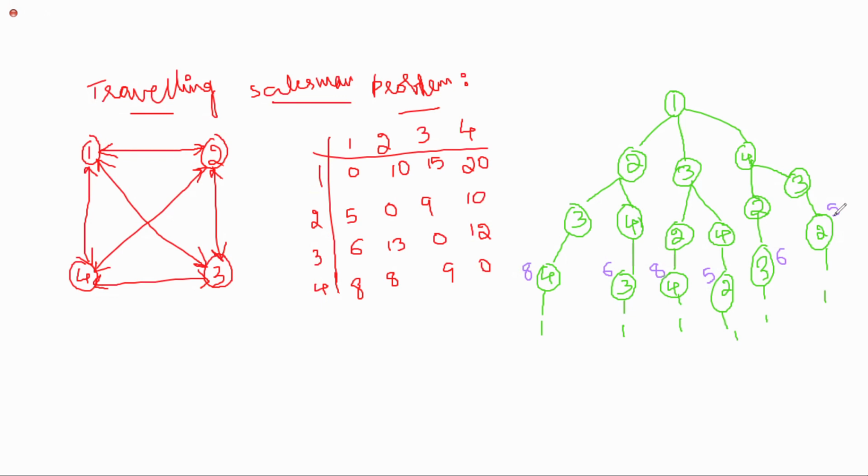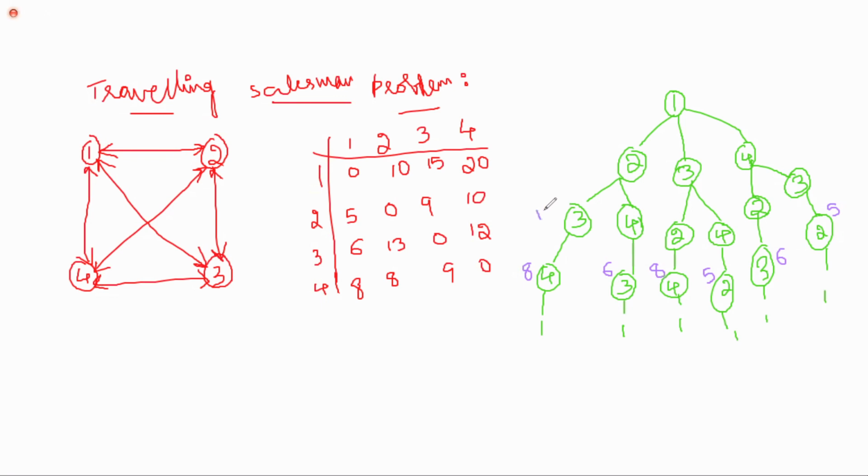Next, what will you do? Next is 3 to 4. What is the cost? 3 to 4 cost is 12. Can I write here 12 or 12 plus 8? Which one will you write? Because this is the cost after visiting this, right? So I can write here 12 plus 8.